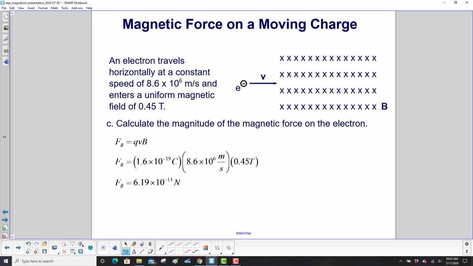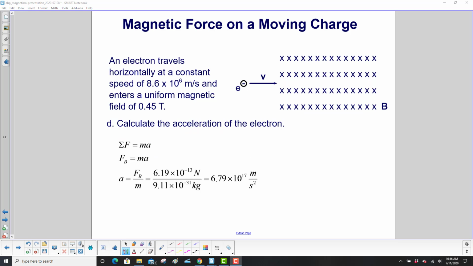Calculate the magnitude of the magnetic force on the electron. Well, that is qvB, right? When you had a wire, it was ILB, but this is for a charge. You put in the charge of the electron. If you don't remember it, this should be on your table of constants. It's one of those fundamental constants of the universe that's pretty important. So it's 1.6 times 10 to the minus 19th coulombs. You multiply that by the speed, which is 8.6 times 10 to the 6. Multiply it by the applied magnetic field here, and you get a force of 6.19 times 10 to the minus 13 newtons.